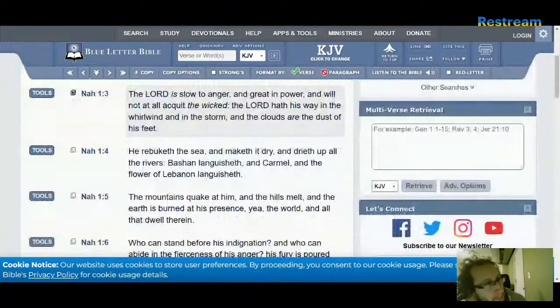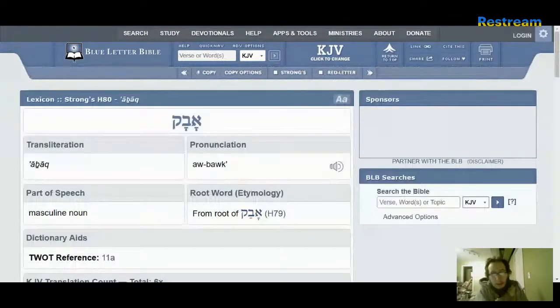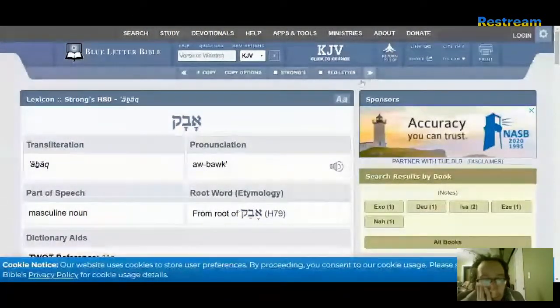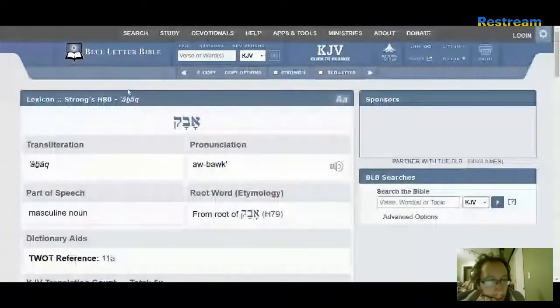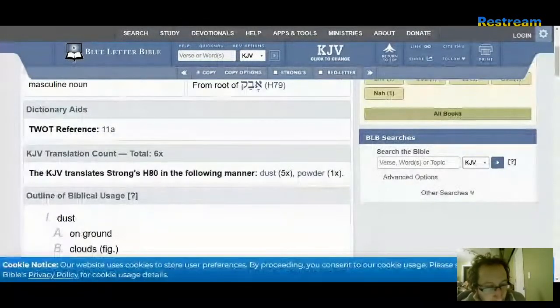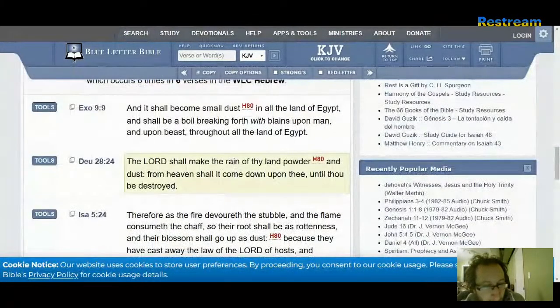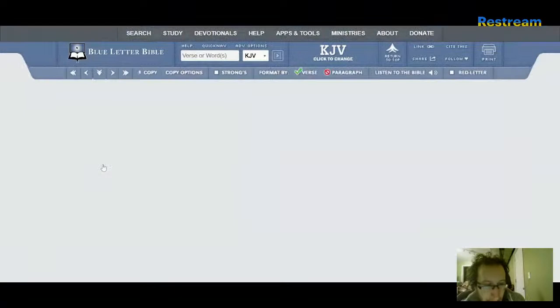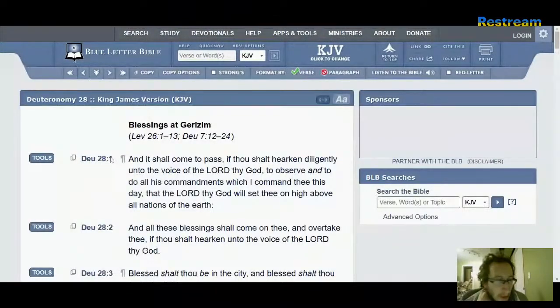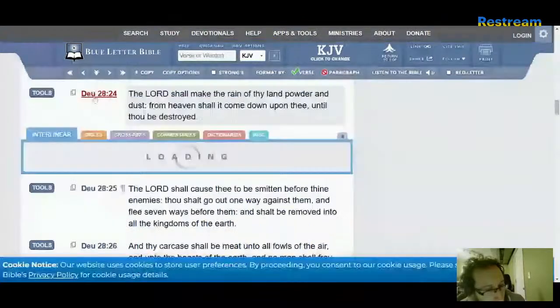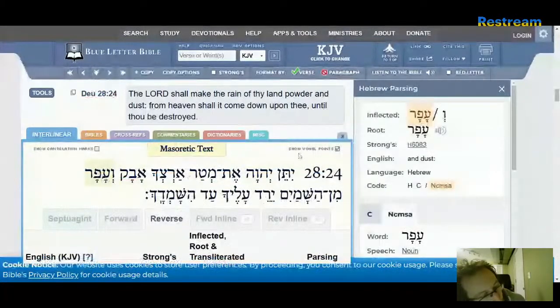But let me go back here. Okay. Well, let's see how they translate it, if there's dust and powder. One time the powder. So where do they translate it as powder? The Lord shall make the rain of thy land powder and dust. Okay, there's two words, and they can't both be translated as dust. So obviously there has to be a difference in translation or a difference in meaning. So that word also means dust.